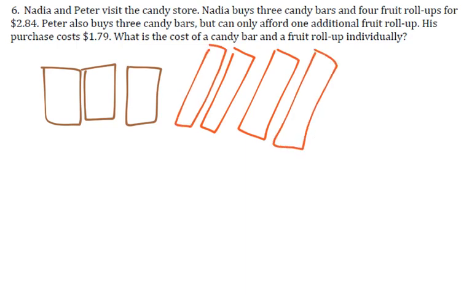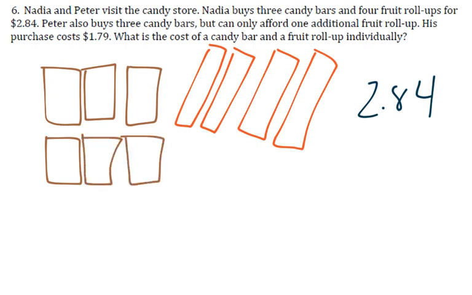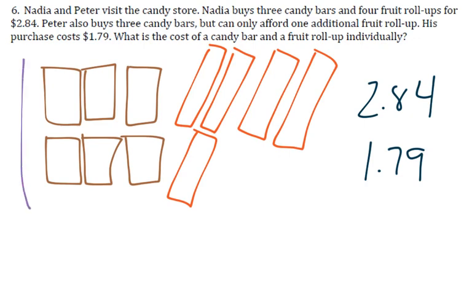Okay, 4 fruit roll-ups, and it cost her $2.84. Well, Peter also bought 3 candy bars, but he can only afford another fruit roll-up, and his purchase was $1.79. So using this new method of elimination, do I have something I can eliminate? Yeah. We've got 3 candy bars and 3 candy bars. We've also got 1 fruit roll-up.